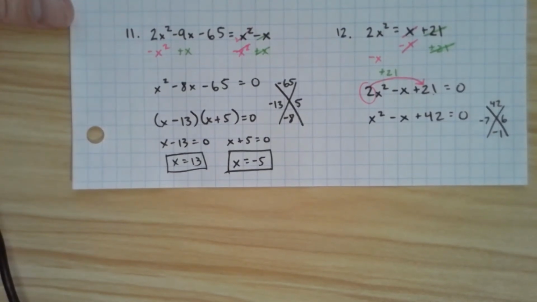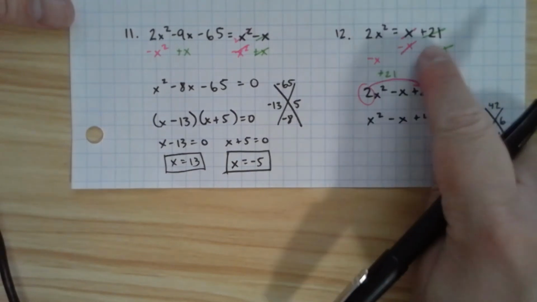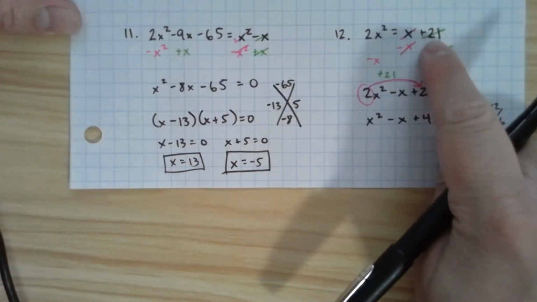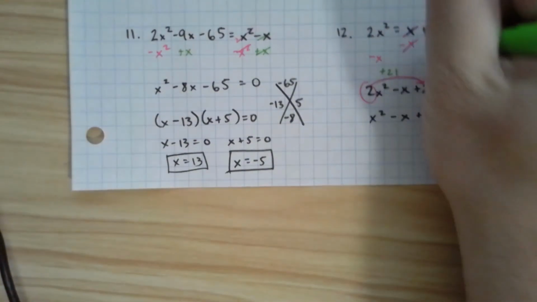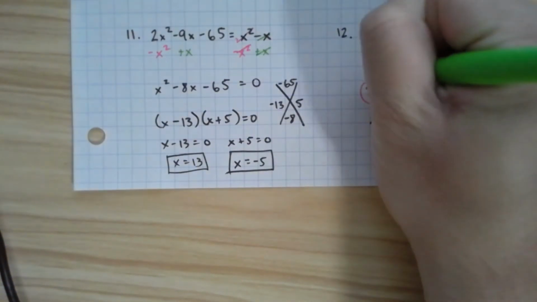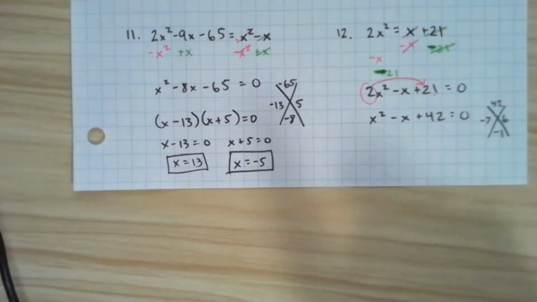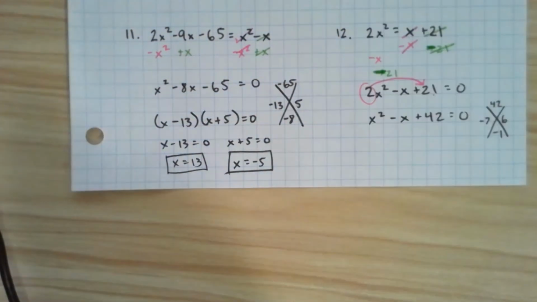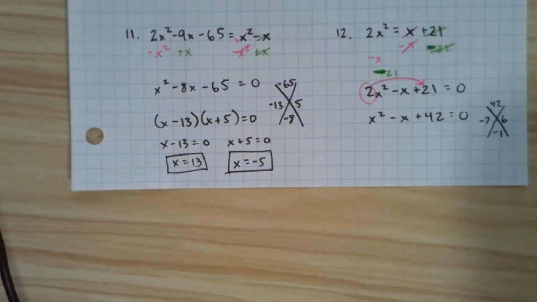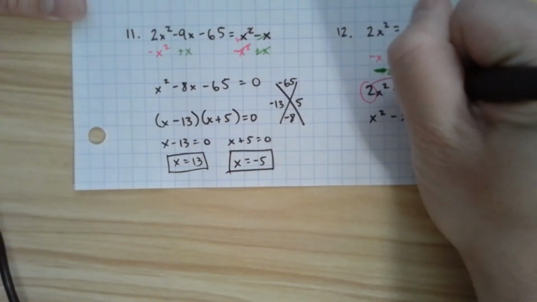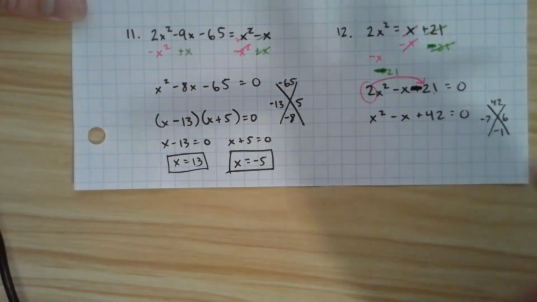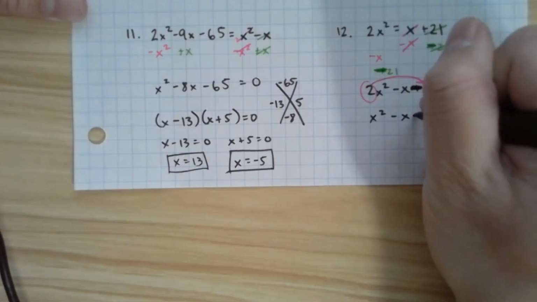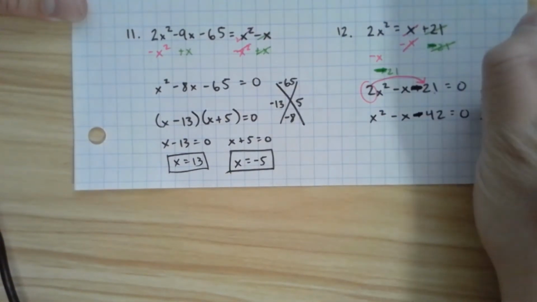Did I do this wrong? Yes, I did. I had positive 21 in the original equation. I wasn't supposed to add 21, right? I was supposed to subtract 21 from both sides, right? Because it was plus 21. Sorry guys, apologize. So this right here should actually be a minus. So 2 times negative 21 will be negative 42. There you go.